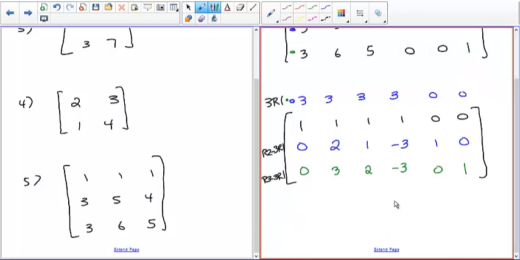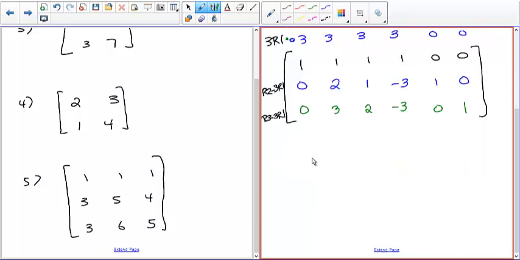Next thing we need to do is get a 1 here. So what we'll do is we will just take row 2 and divide by 2. So we divide everything by 2, so you get a half, negative 3 halves, 1 half, 0. And we'll leave row 3 the same for right now.